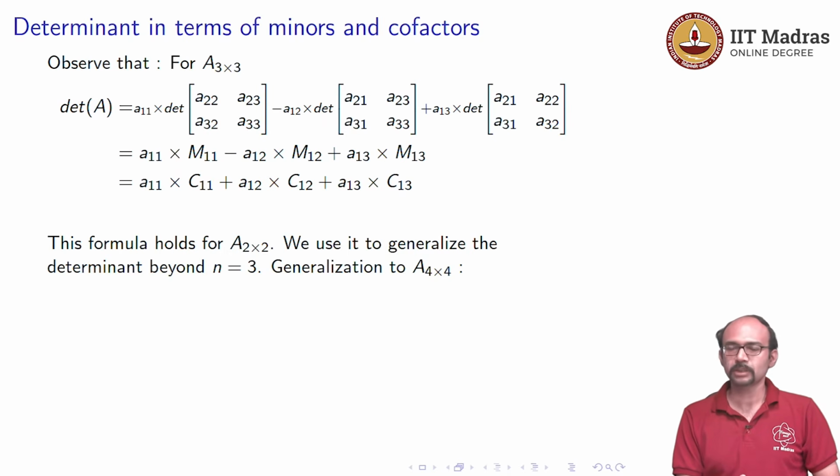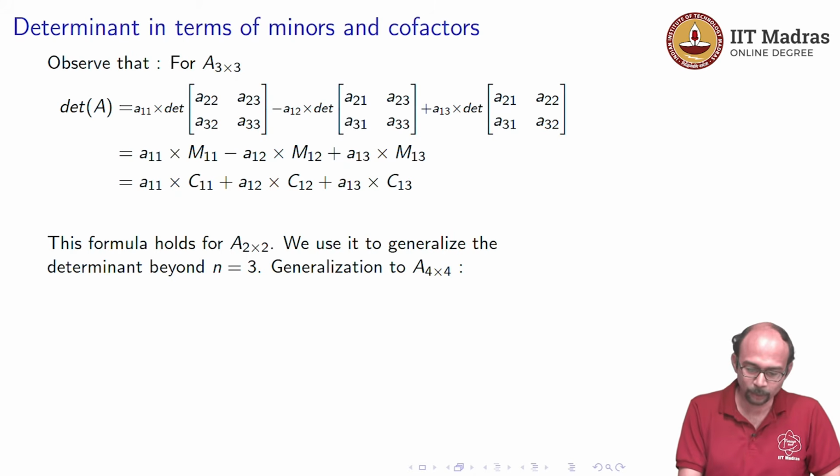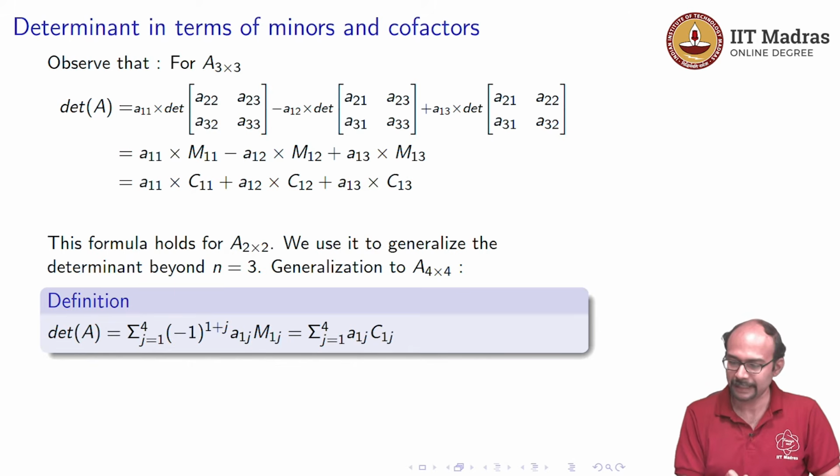So, now we can use this to generalize beyond n is 3. Let us generalize this to a 4 by 4 matrix A. Suppose you have a 4 by 4 matrix now, then how do we define the determinant? This is expansion along the first row. The determinant is, you take minus 1 to the power 1 plus j, because we have the first row here, a 1j times M 1j.